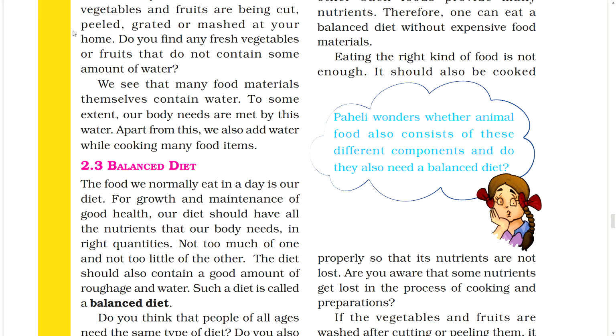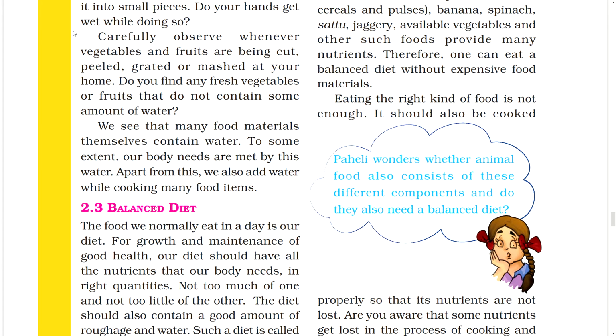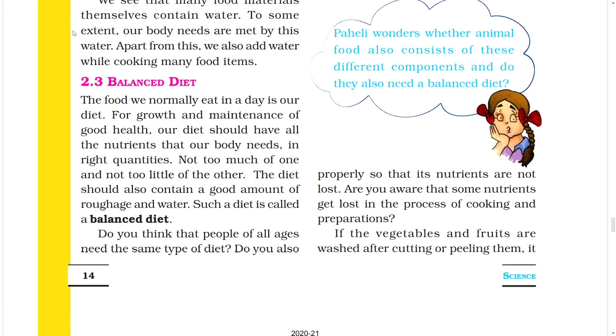Eating the right kinds of food is not enough. It should also be cooked properly so that its nutrients are not lost. Paheli wonders whether animal food also consists of these different components and whether they also need a balanced diet. Are you aware that some nutrients get lost in the process of cooking and preparation?